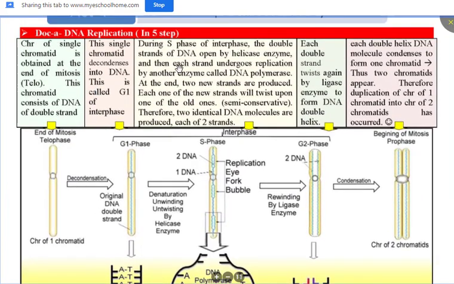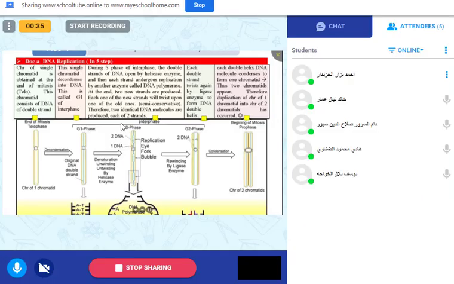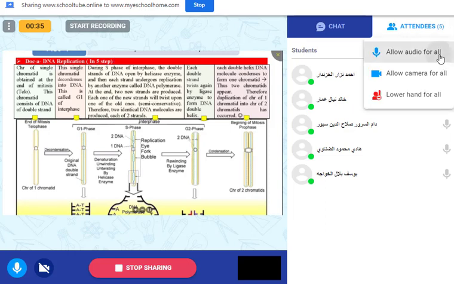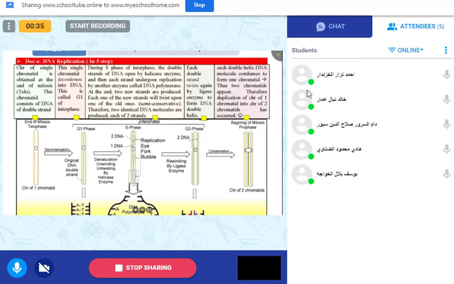طيب. The next phase now. Yalla, who will read the next phase? Hadi or Khalid or Ahmed? Yalla. The next phase. تفضل يا احمد.